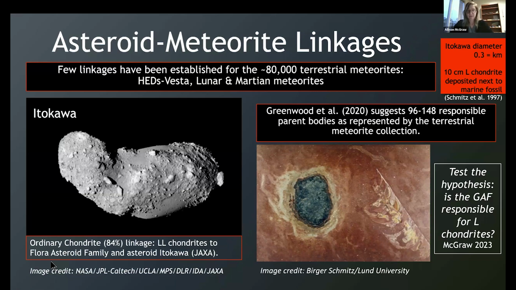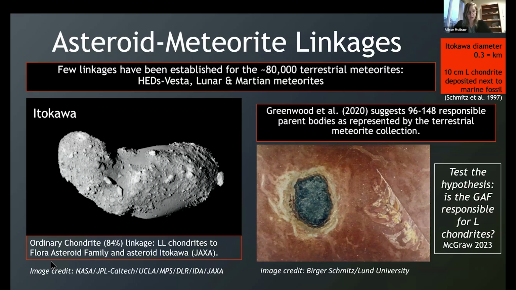The linkages that have been established for the roughly 80,000 terrestrial meteorites largely lived within the HED clan and asteroid Vesta. This was first done with ground-based telescope observations from McGraw et al. 1970. The return of the Apollo and Luna samples made us realize, of course, that we already had lunar samples within the meteorite collection. And of course, those gases trapped in the Martian meteorites aligned with the planet Mars.